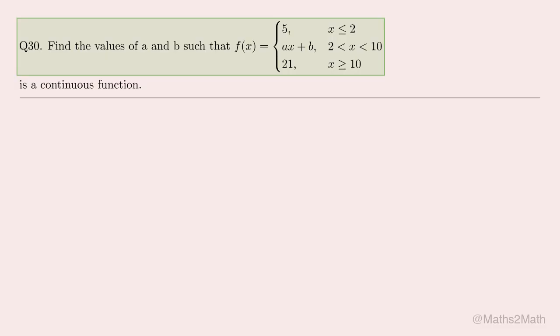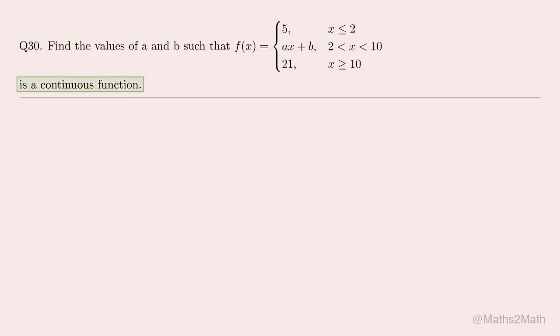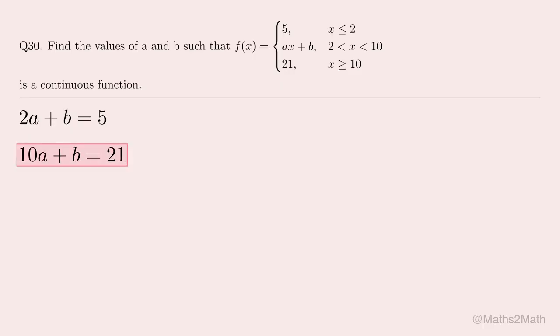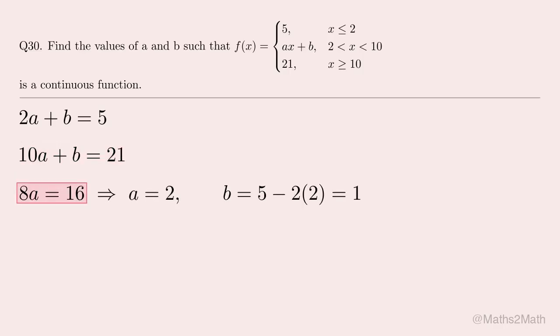Question 30. A line segment ax plus b must bridge the flat value 5 at x equals 2 up to the flat value 21 at x equals 10. Two junctions give two equations in a and b. Continuity at 2, the line must take the value 5 there. Continuity at 10, the line must take the value 21 there. Subtract the equations. 8a equals 16, so a is 2, then b is 5 minus 4, which is 1.